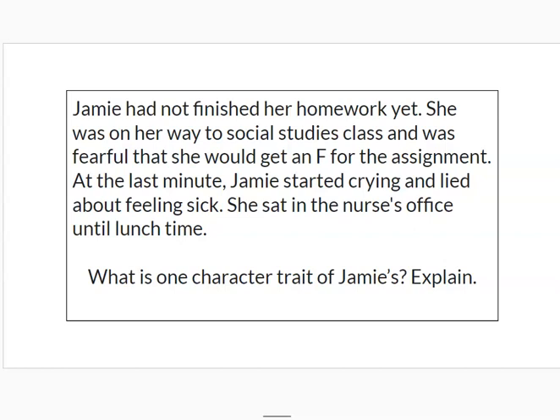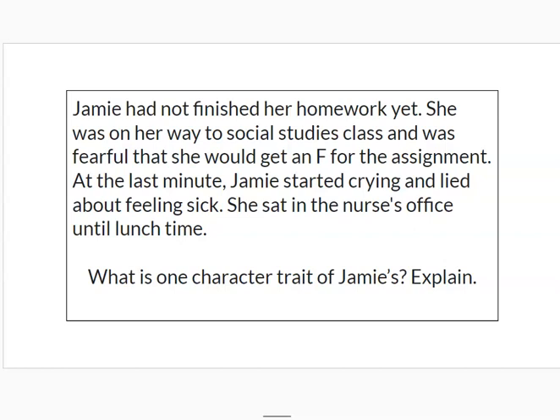The character trait that I would use to describe Jamie is dishonest. She knew she should have gotten her homework done, and she chose not to. And then on top of choosing not to get her homework done, then she lied. That means that she's being dishonest, and said that she didn't feel well so that she could skip class instead of being honest with her teacher and admitting that she didn't get her homework done.